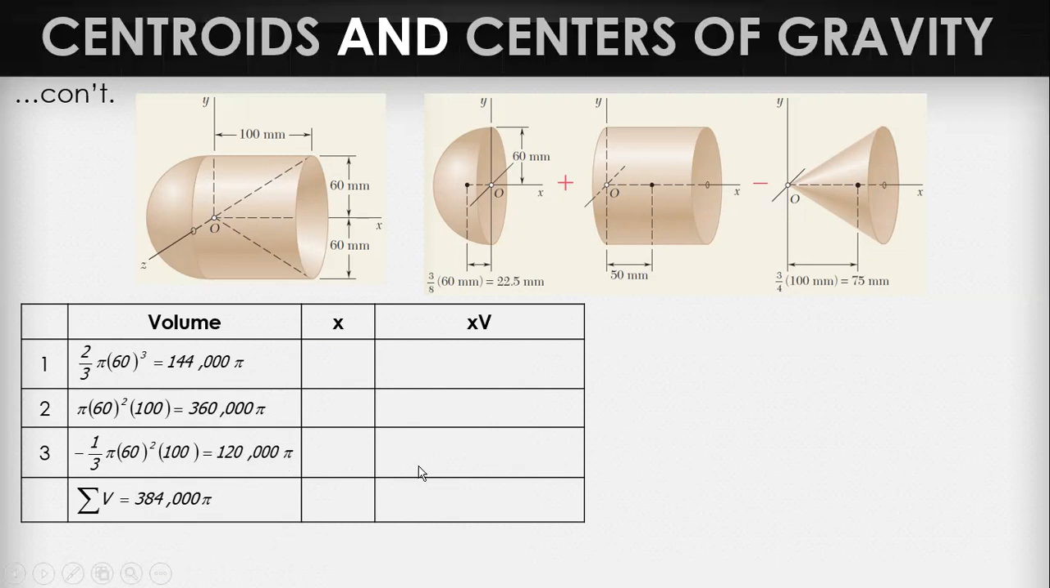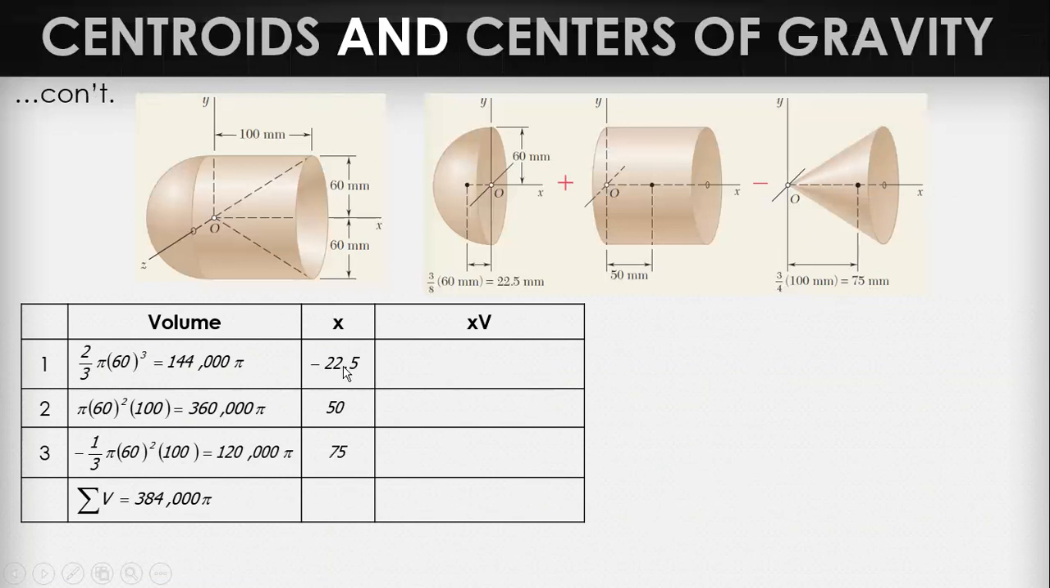384,000 pi. Now, for the x distance, 3/8 of 60 is 22.5. But then it is located on the negative x-axis. So negative 22.5. For the cylinder, the height is 100. The center of gravity is at the center, not the geometric center. So 50. And then the centroid of the cone, if the reference is the base, is 1/4 of h. So therefore, with respect to the vertex, it's 3/4. With respect to the base, 1/4, so there is 3/4. So 3/4 of 100 is 75.